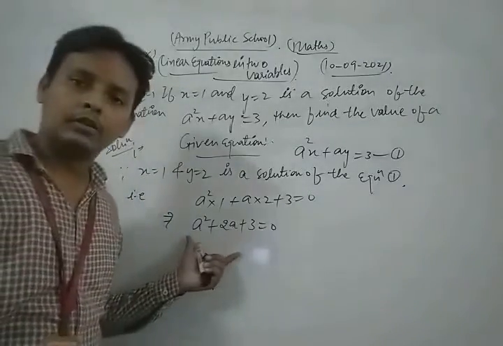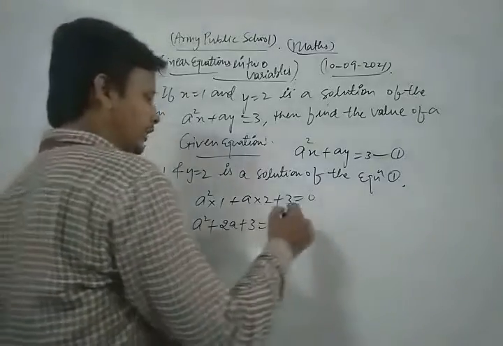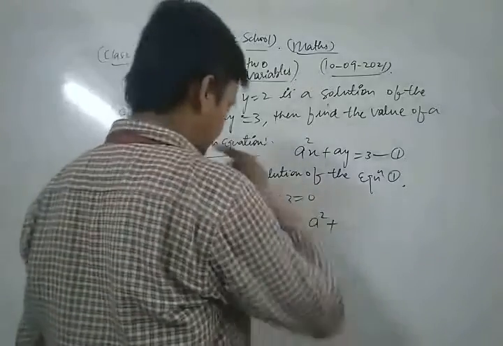Now we do the factorization by splitting the middle term. So 3 1 2, you know that very well. So we get a square plus 3 1 3.